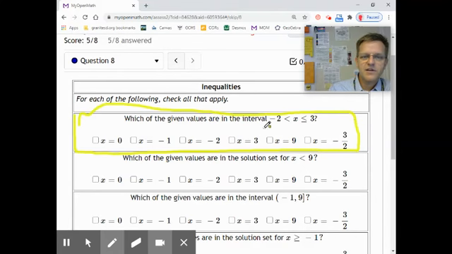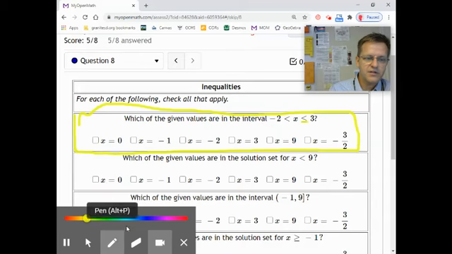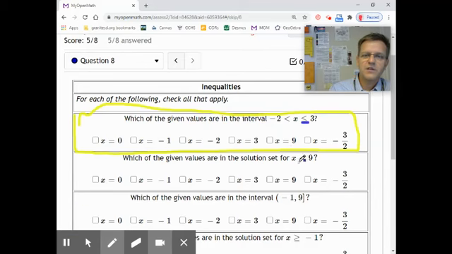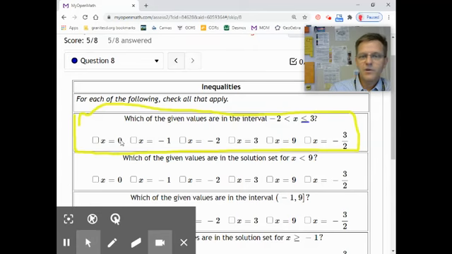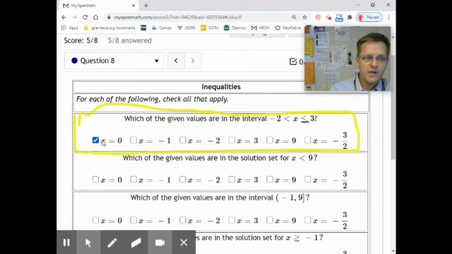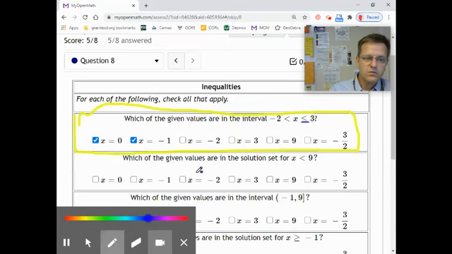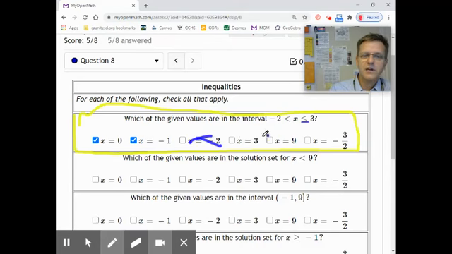It says, which of the values are between -2 and 3, and 3 is included, right? See that right there? It says 3 is included. Sorry, 3 is included. So larger than -2 and less than or equal to 3. So let's take them one at a time. Is 0 between -2 and 3? Yeah. Is negative 1 in between negative 2 and 3? Yeah. Is negative 2 larger than negative 2? No. Negative 2 is not larger than negative 2.